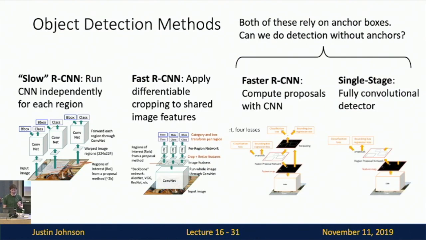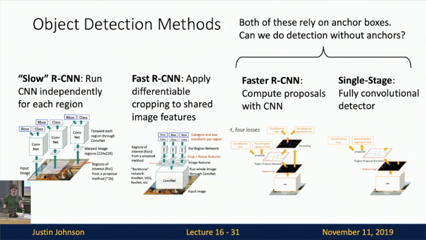So then, this returns us to the set of object detection methods that we talked about last time. Remember we talked about slow R-CNN and fast R-CNN, and now faster R-CNN and single stage methods that no longer rely on external region proposals. But one interesting question is that both faster R-CNN and single stage methods still rely on some notion of anchor boxes. In faster R-CNN, we had this fixed set of anchor boxes inside the region proposal network, and in single stage detectors, we still use anchor boxes and make a classification decision directly for each of the input anchor boxes.